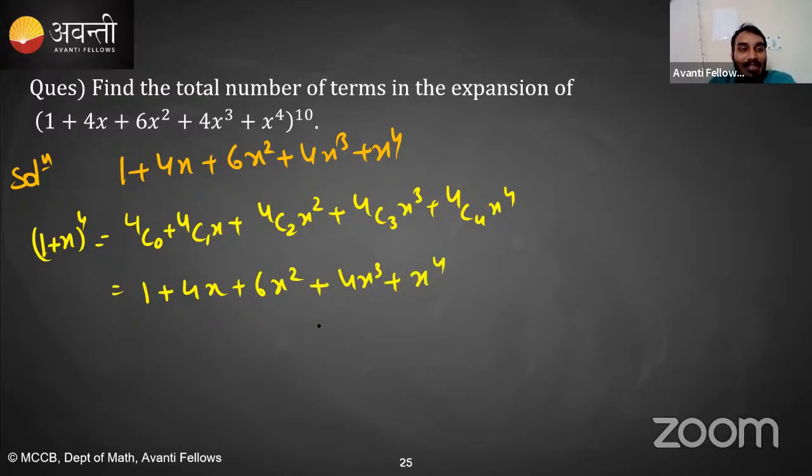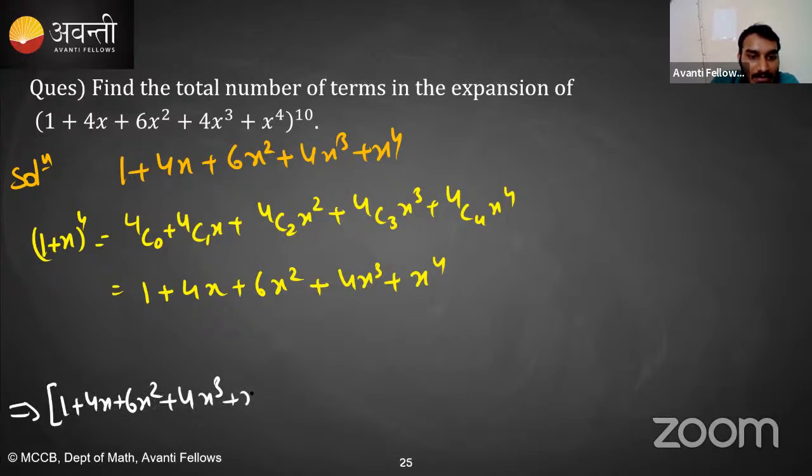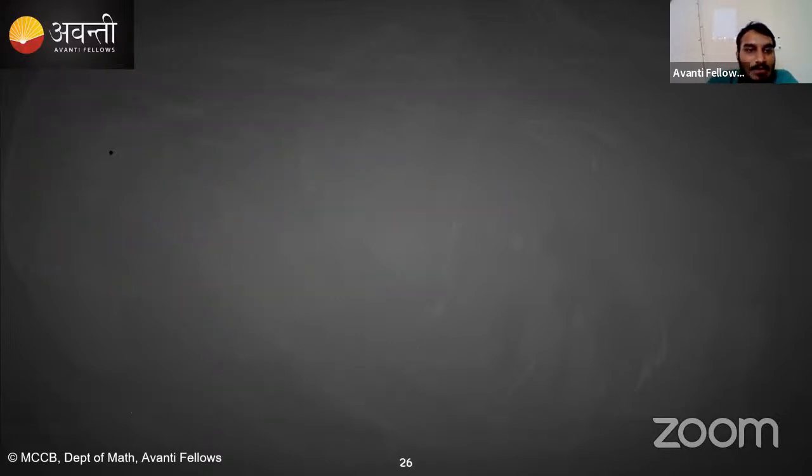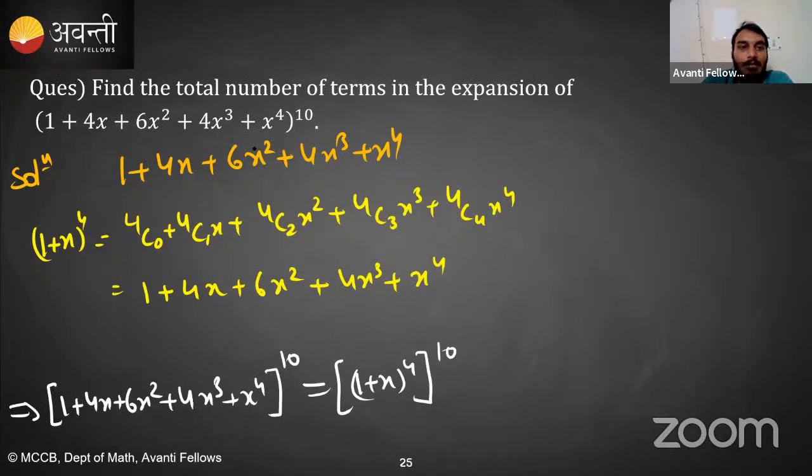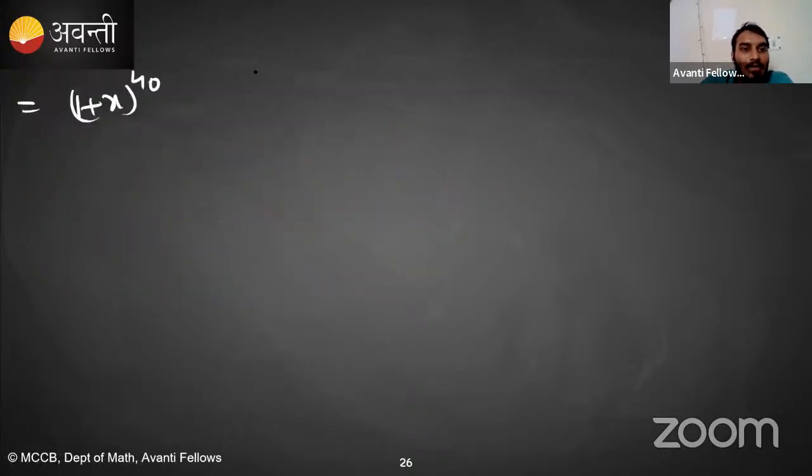Did you see now? So it implies that 1 plus 4x plus 6x square plus 4x cube plus x raised to the power 4, whole raised to the power 10, is nothing but (1 plus x raised to the power 4) whole raised to the power 10, which is 1 plus x raised to the power 40. So we reduced such a big expression to 1 plus x raised to the power 40.